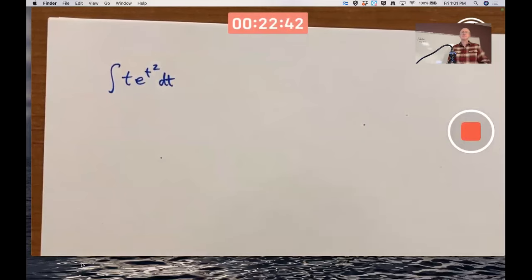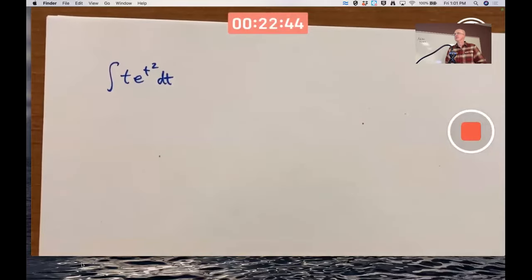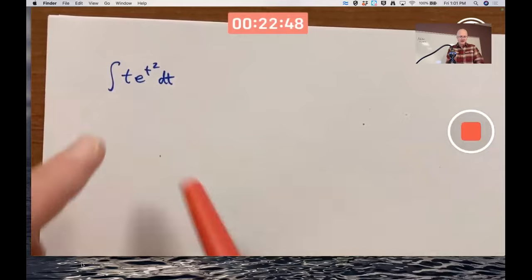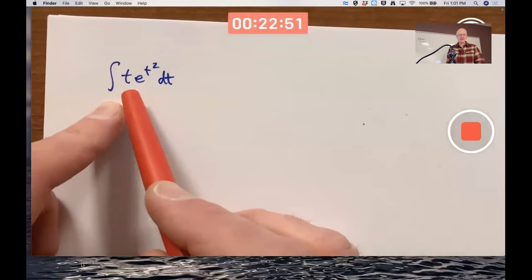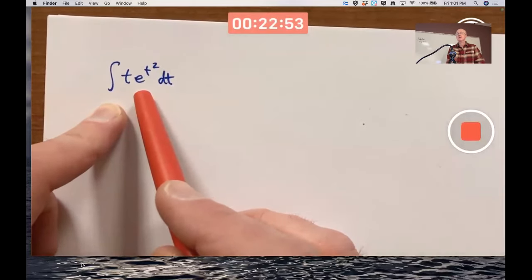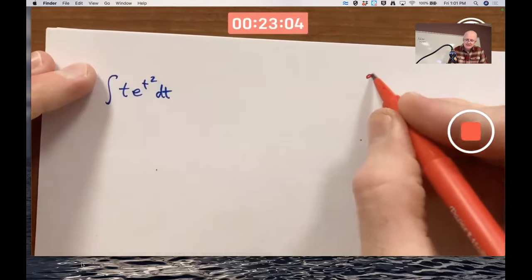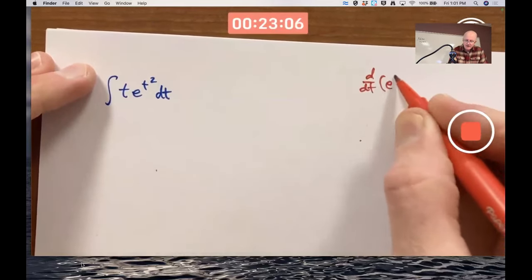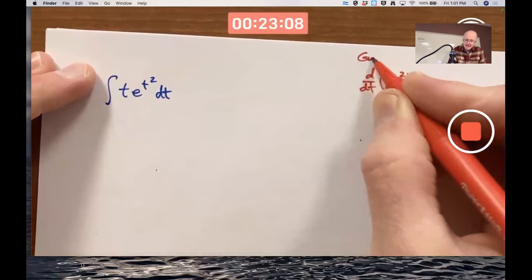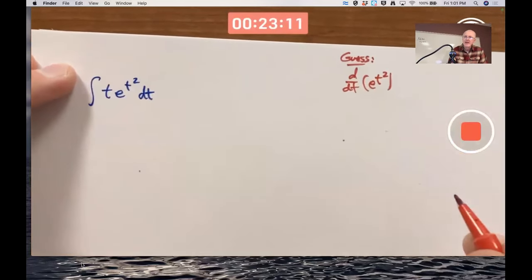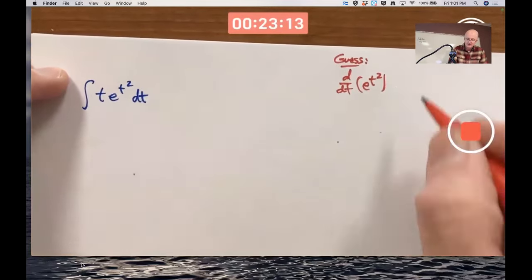Now, you could probably guess the answer here. In fact, let's do it together. I'm looking for a function whose derivative is t times e to the t squared. The answer's got to involve an e. And if you think about it, it would have to involve e to the t squared. So as a first guess, you might guess e to the t squared. That's a guess, and it's a guess that's not too far off.